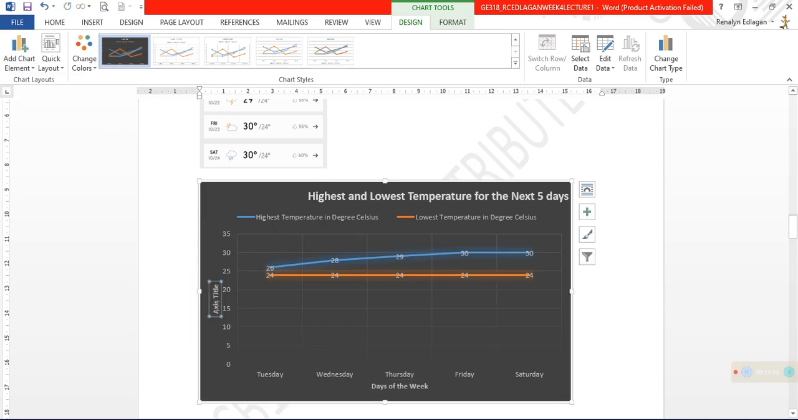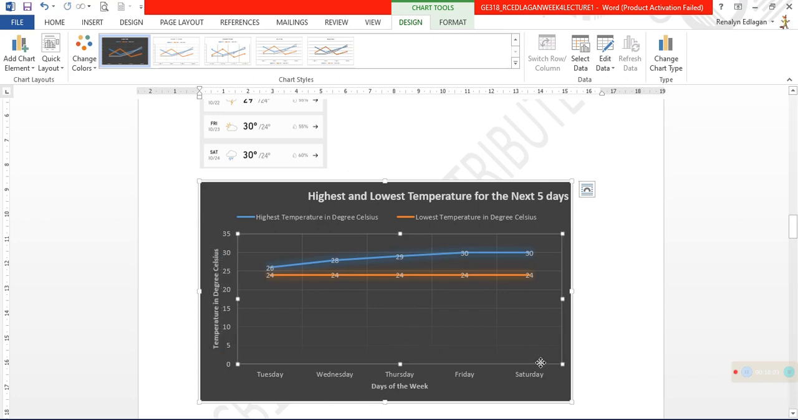Tapos, dito naman sa kabila, sa vertical, sulat natin dito. Ito yung, hindi ko siya maklik. Ayan. Temperature. Tama ba spelling ko? Temperature in degree Celsius.